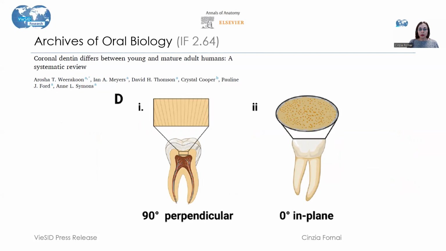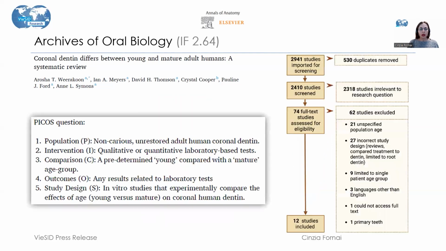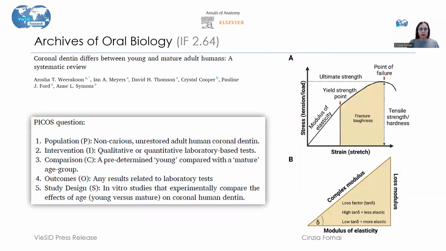Several factors influence the mechanical properties of the dentin, including the orientation and distribution of peritubular and intertubular dentin, apatite density and distribution, cross-linking between collagen fibrils resulting in a stiffening of the collagen. The authors included 12 studies comparing young to mature human coronal dentin using laboratory tests to test the mechanical properties. In particular, they were interested in the response of the dentin to strain and stress and in its elasticity.